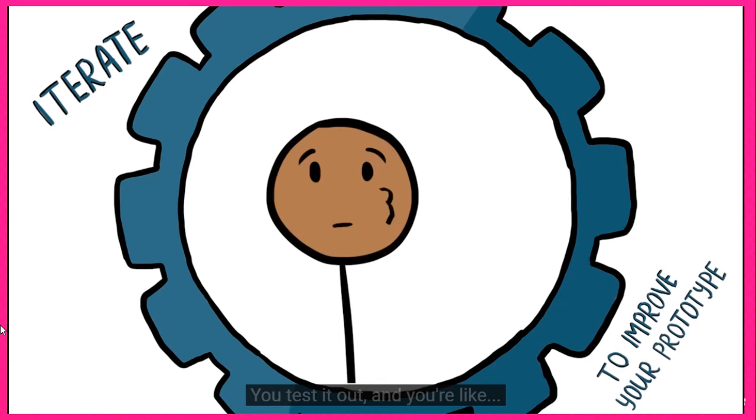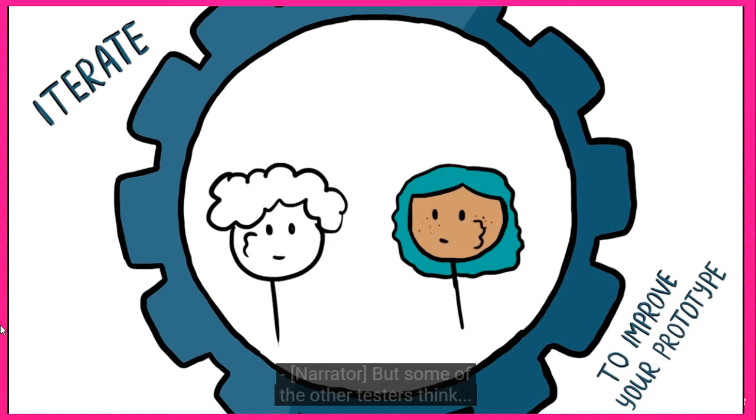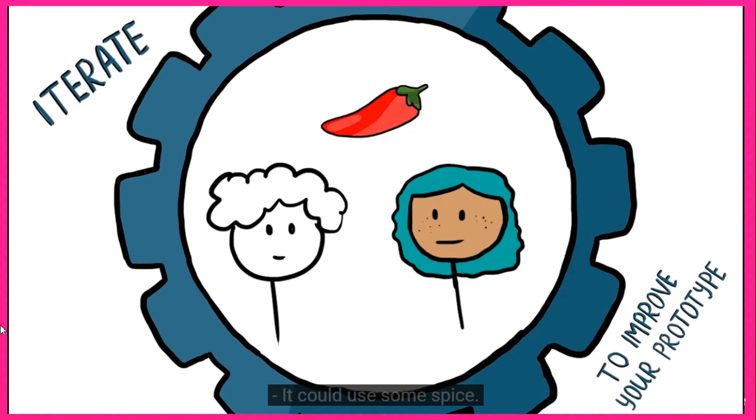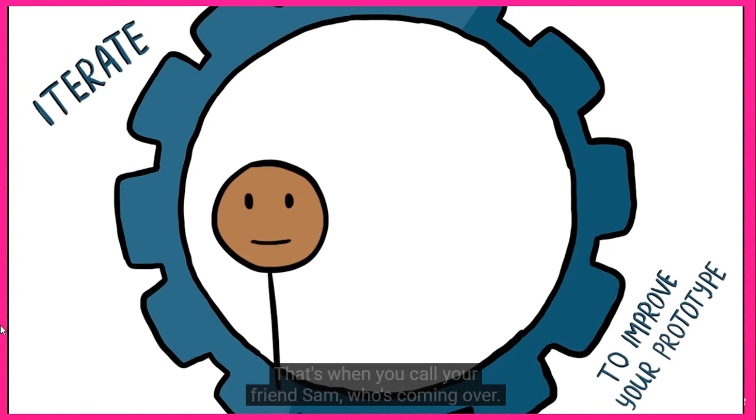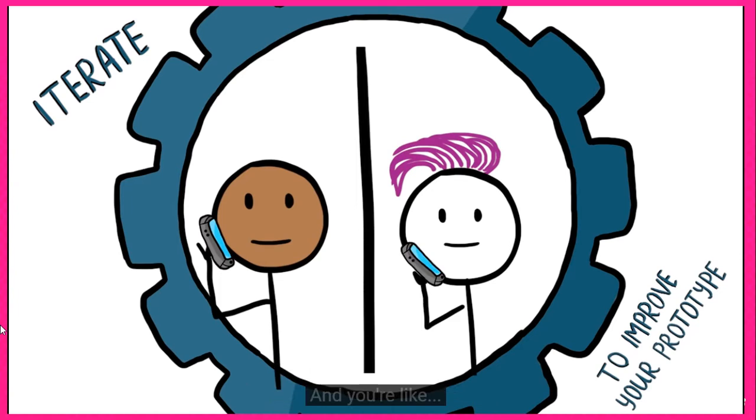You test it out and you're like, This is tasting pretty good, but some of the other testers think, It could use some spice. So you evaluate their feedback, you look in your kitchen, and you realize you don't have anything spicy. That's when you call your friend Sam who's coming over. And you're like, Hey Sam, can you bring over some hot sauce? I'm making tacos.